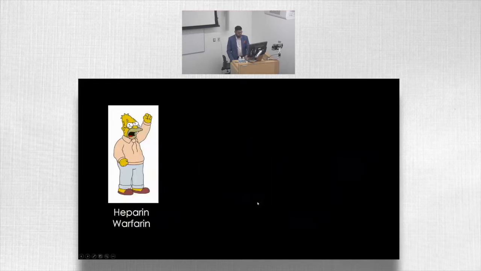So if we talk about anticoagulants, we have basically three age categories of anticoagulants. We have the older generation, heparin and warfarin, represented here by Grandpa Simpson. And like Grandpa, they are well known to us. They've been around a very long time. We know how they work. We know what their characteristics are, but sometimes they can be grumpy. And by grumpy, they have complications. They have multiple drug-drug interactions. They have food-drug interactions, and they're hard to manage.